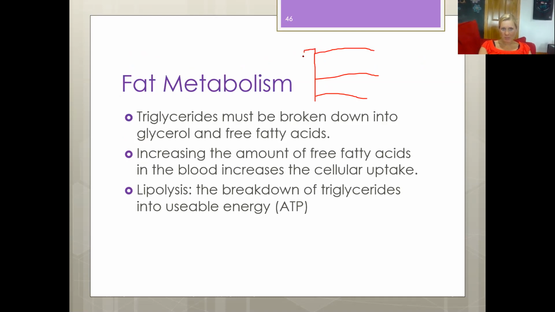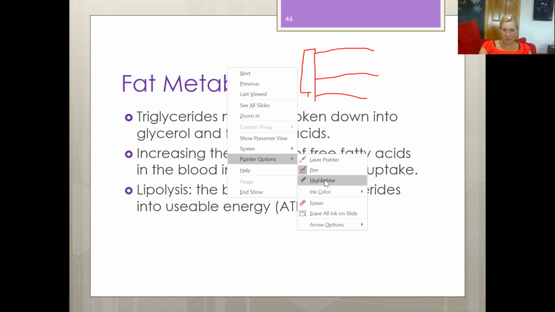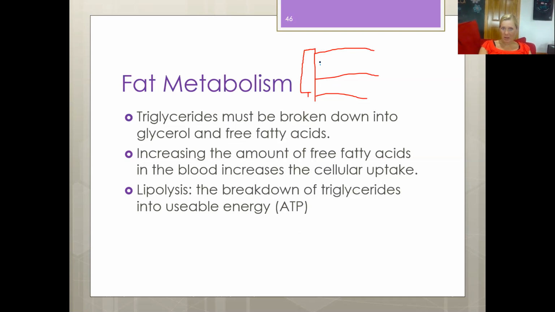So here's my glycerol backbone, okay? So basically what I need to do in order to metabolize fats is I need to take this triglyceride out of storage and break it down into a glycerol and free fatty acids. Okay, so I want to nip off, so I have a glycerol backbone, and then I have one fatty acid, two fatty acids, three fatty acids, okay?